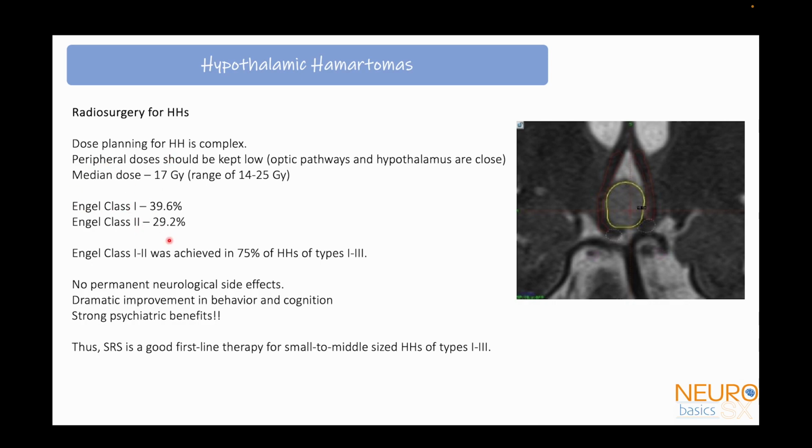With this, Engel class 1 to 2 has been achieved in 75% of hypothalamic hamartomas of types 1 to 3. So we'll see what these types are in the next slide. But 75% Engel class 1 to 2 outcome is quite decent for a surgery where we are avoiding open surgery. And it was found that with this, there were actually no permanent neurological deficits, and there were dramatic improvements in behavior and cognition and strong psychiatric benefits. So it seemed like a very good option. So SRS is actually a good first-line therapy for small to middle-sized hypothalamic hamartomas.